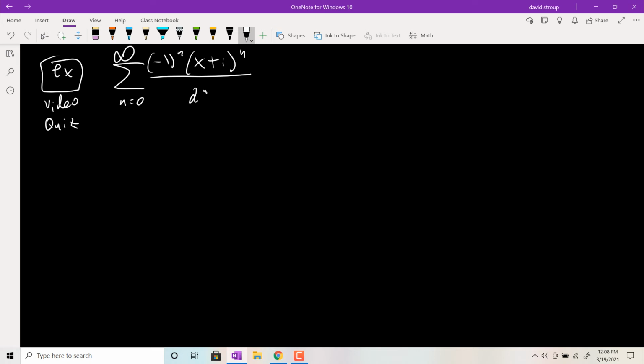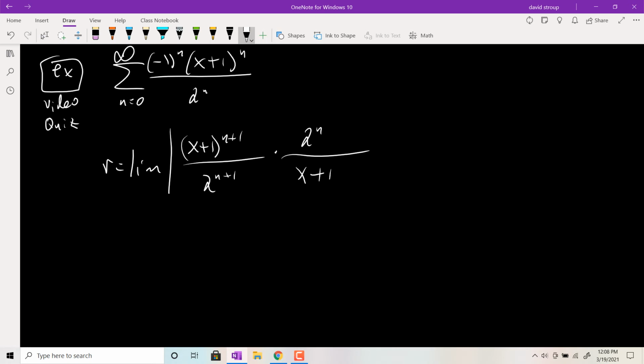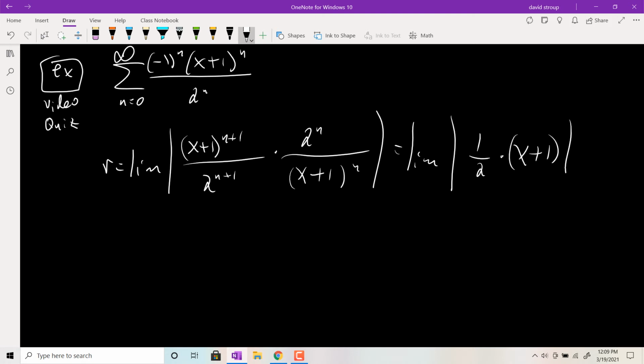Okay, so first we're going to have to find the radius, so we get our r value. So we're taking the limit of the absolute value. Again, you don't need that -1 thing. The absolute values take care of it. So you get (x+1)^(n+1) all over 2^(n+1) times the reciprocal of a sub n, which is 2^n all over (x+1)^n. Okay. We can simplify that. 2^n over 2^(n+1) is 1 over 2. And then times just (x+1) to the first power. Subtracting exponents, n+1 minus n is just 1.